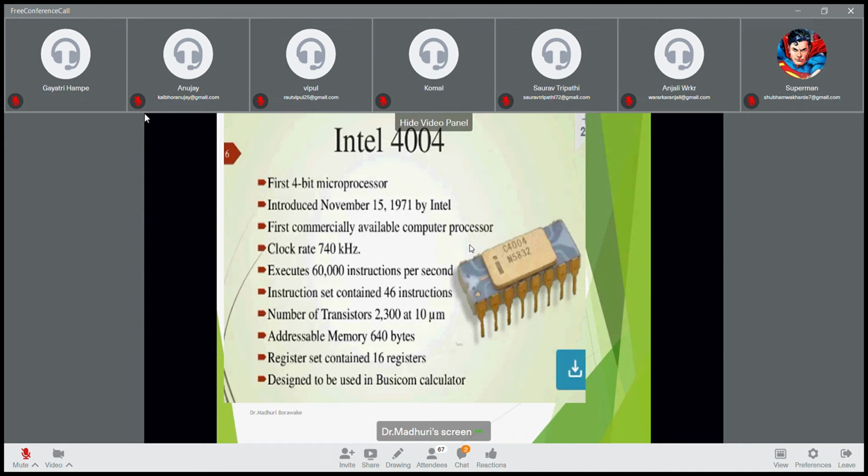What do you mean by 4-bit? Whenever you are purchasing your mobile, you are considering, "I want this much processor, this many bits, 16 bit, 4 bit." So what is the meaning of 4 bit? Anybody know? Yes, anybody from the DSC?